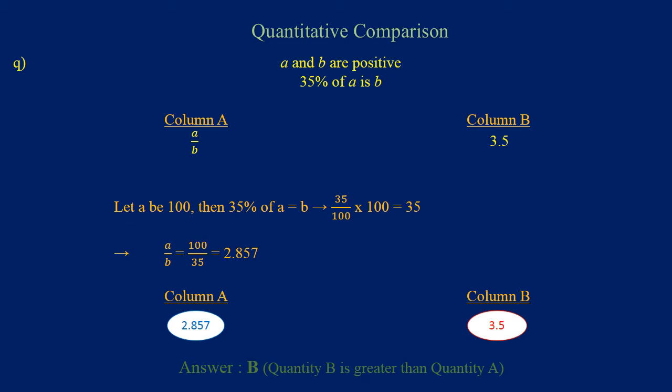So let's take A as 100. So if A is 100, then 35% of A is equal to B, which means that 35 over 100 into 100 is equal to 35, right? So A over B is equal to 100 over 35, which is equal to 2.857. So by that count, our quantity B is greater than quantity A, because 3.5 is definitely greater than 2.857. Easy, right?